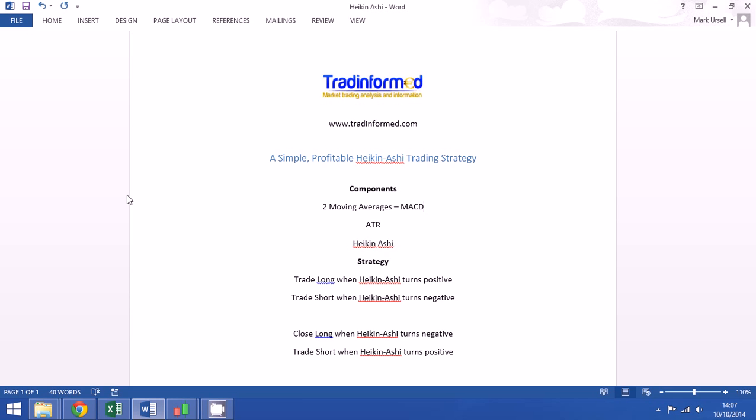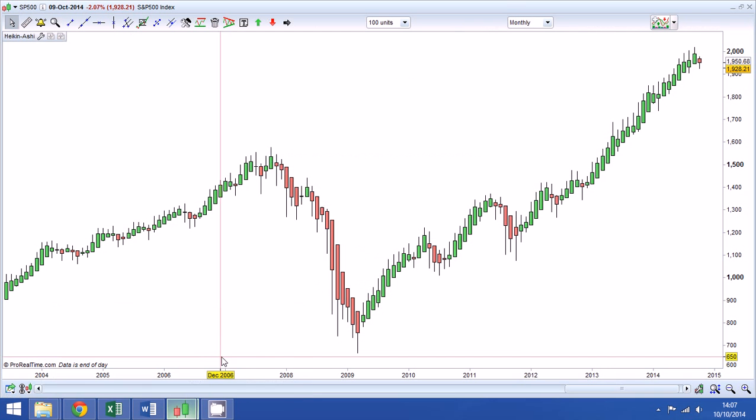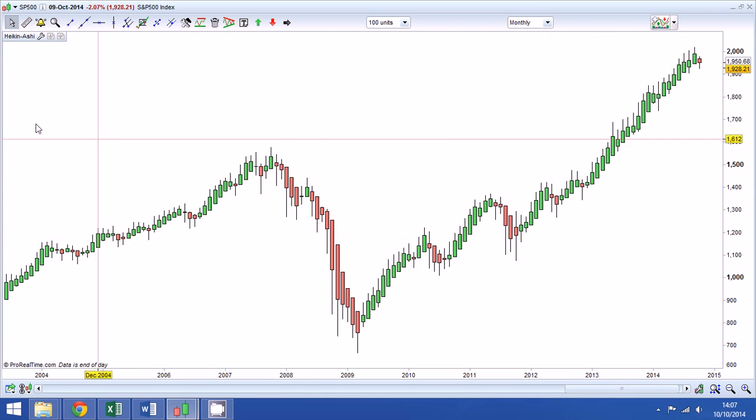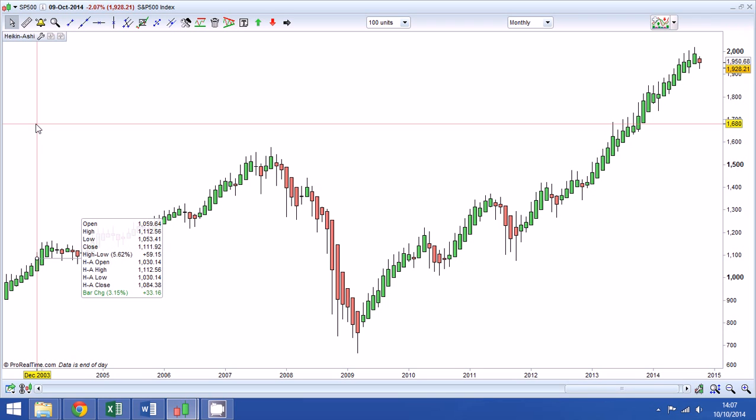Now, before I look at the trading strategy, I'm going to look at a chart showing Heikin-Ashi candles, and I've used the S&P 500 and I'm looking at quite a large time frame. I'm looking at the monthly time frame.